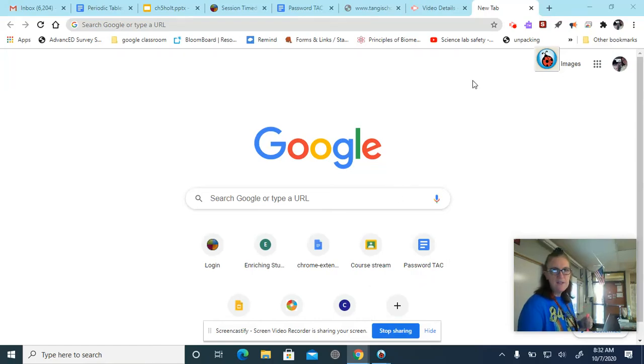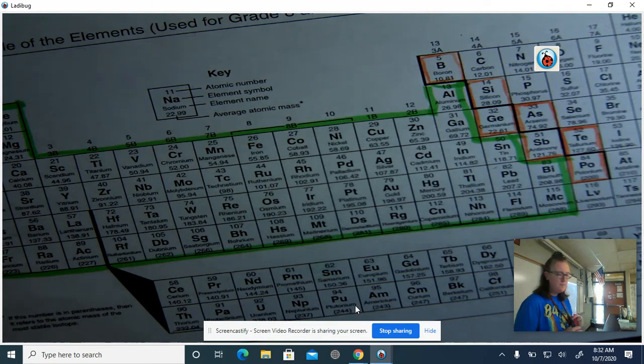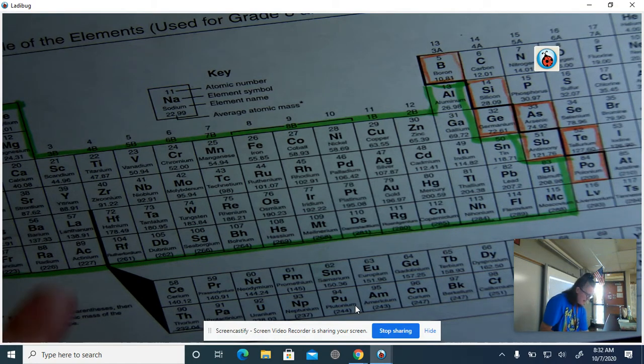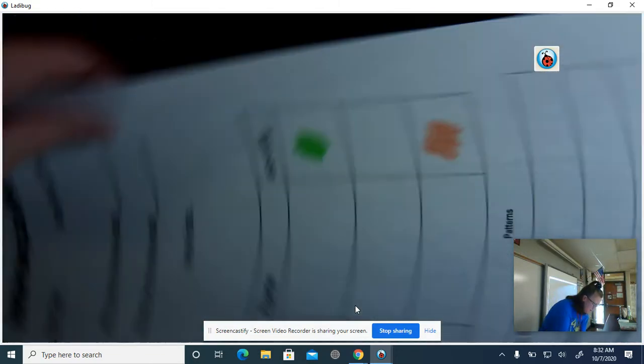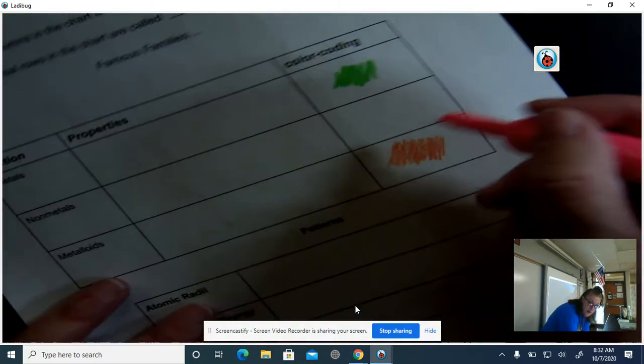Okay, so let's finish this out if we can here. The last thing I'm going to do is use my highlighter in pink, and I'm going to do my non-metals.